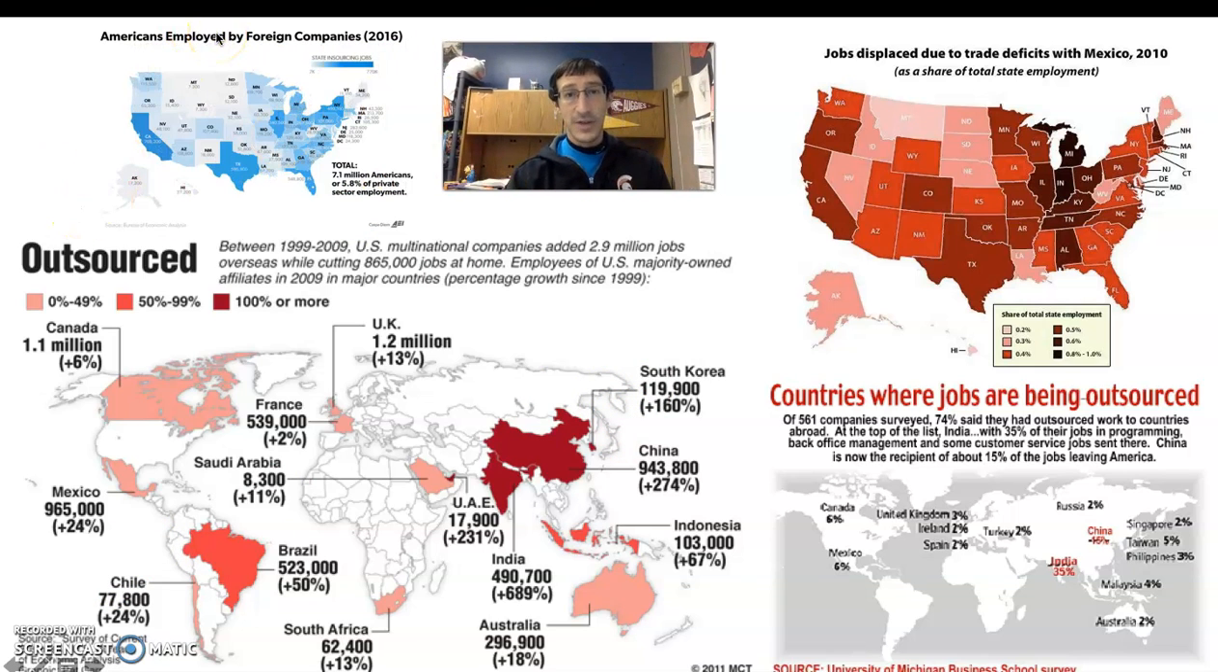But that doesn't mean that other jobs aren't coming here from abroad. That's what this one is here, state insourcing jobs. Okay, so about 7.1 million Americans are working for foreign companies inside the United States, with the blue obviously showing that. So I think Minnesota looks like about 500,000 actually work for that, but I can't see that on that map. But again, very high numbers within that.